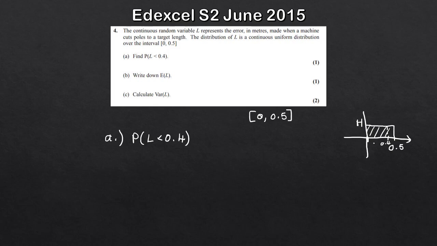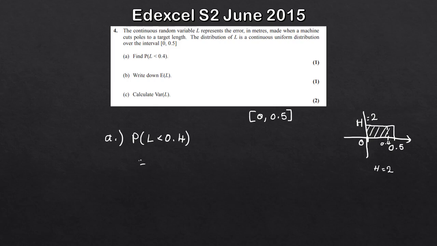What do you times a half by to get 1? Remember, this whole area for the rectangle has to be equal to 1. So in that case, h must be equal to 2. 2 times a half is equal to 1. So h is equal to 2. So now we've got our sketch of our PDF.